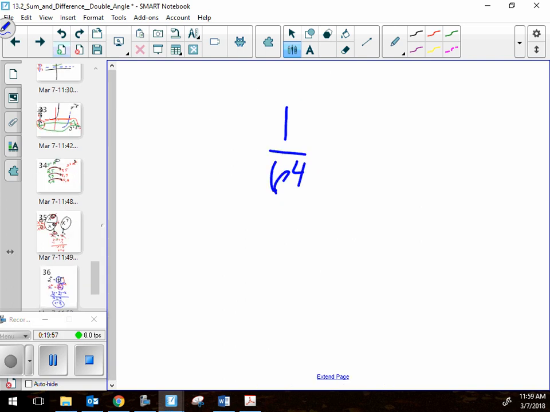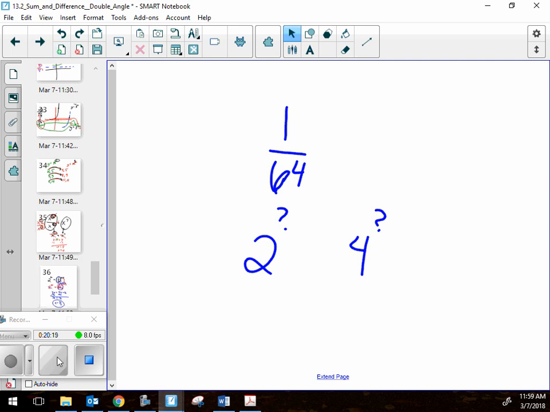What's 1/64? Just make that into something to the something. There's actually two possible answers. One with a base of 2 and one with a base of 4. Find me both of them. It's either 2 to the this or it's 4 to the that. I'll pause for a second while you try that one.